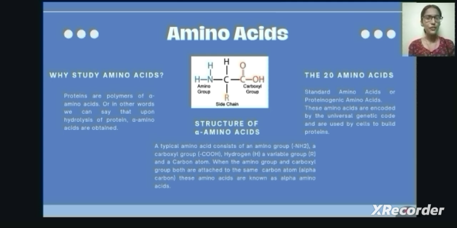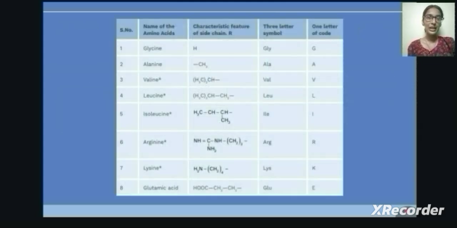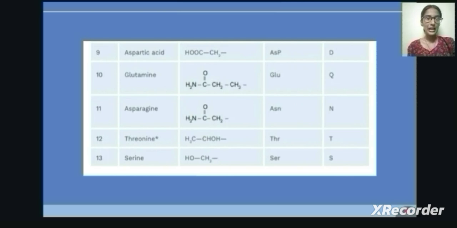In fact, amino acids are of various types, but upon hydrolysis of protein, alpha amino acids are obtained. Now, what is the structure of an alpha amino acid? Alpha amino acid consists of a carboxyl group, hydrogen, amino group, variable group R, and a carbon atom. And when the amino group and carboxyl group are attached to the same carbon atom, we find alpha amino acids. There are 20 alpha amino acids and these are listed over here.